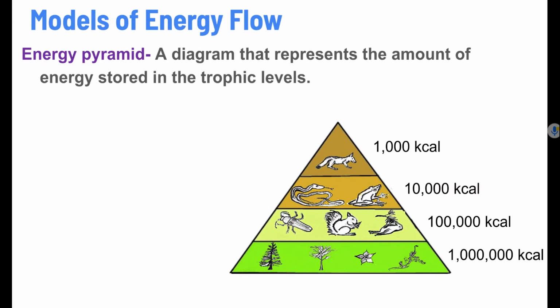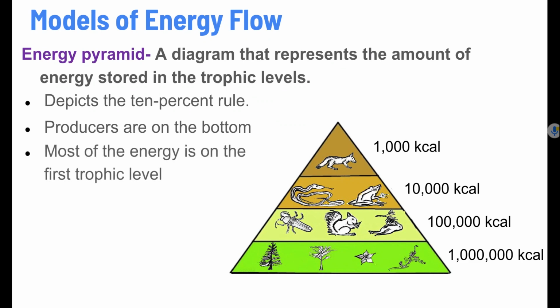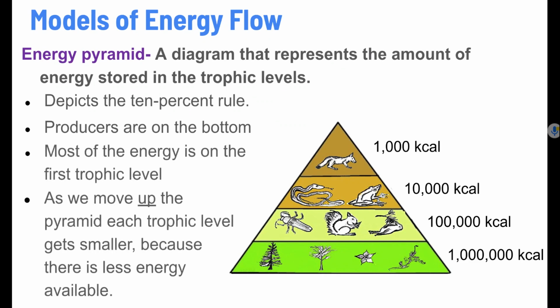The final way to diagram energy flow in an ecosystem is what we call an energy pyramid. This is a diagram that represents the amount of energy stored in each trophic level. This is helpful because it clearly depicts the 10% rule. Producers are on the bottom, and since most of the energy is on the first trophic level, the bottom level of the pyramid is the biggest. As we move up the pyramid, each trophic level gets smaller because there is less energy available.